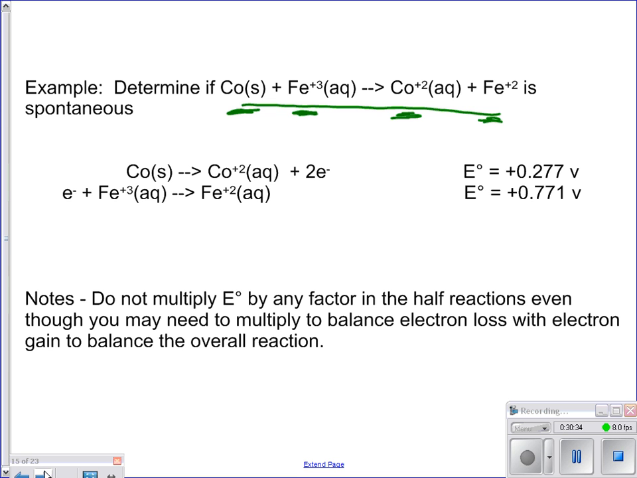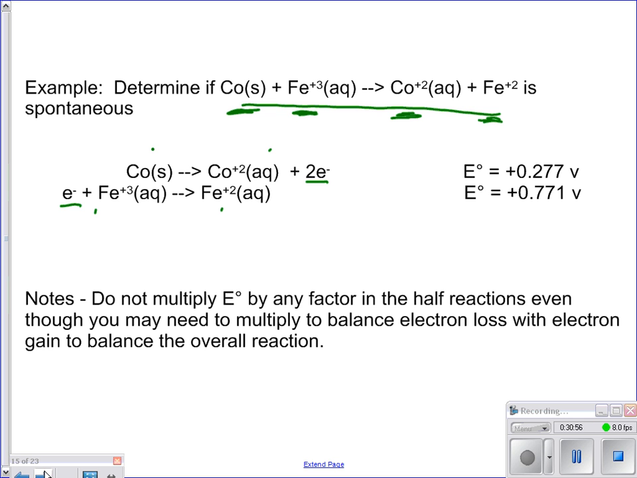Then we had to add our electrons appropriately to be able to get those charges to balance on each side. So notice you have a charge of 0 for your cobalt on the left, and now a charge of 0 on the right. Here you have a charge of plus 2 for your iron and a charge of plus 2 for your iron. So those are all good.